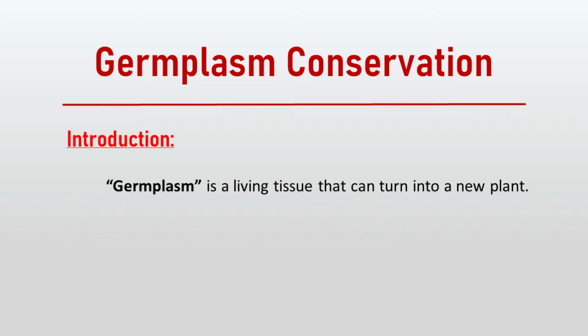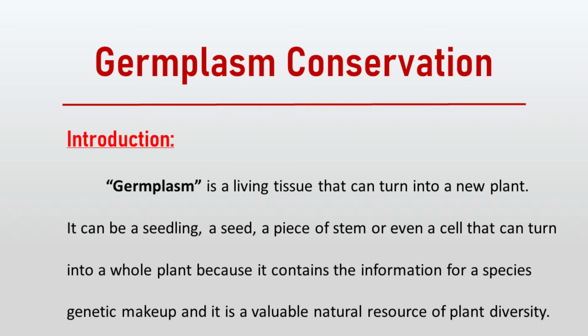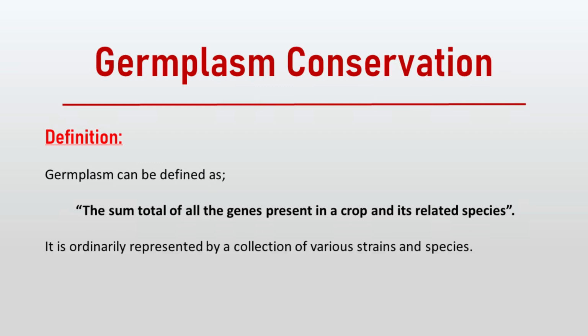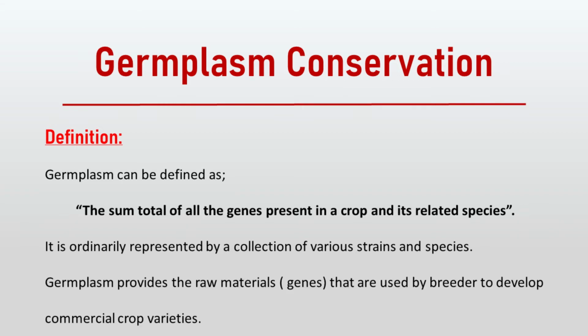Germplasm is actually a living tissue that can turn into a new plant. It can be a seedling, a seed, a piece of stem, or even a cell that can turn into a whole plant because it contains the information for a species' genetic makeup, and it is a valuable natural resource of plant diversity. Formally, germplasm can be defined as the sum total of all the genes present in a crop and its related species. It is ordinarily represented by a collection of various strains and species. Germplasm provides the raw materials that are used by breeders to develop commercial crop varieties.